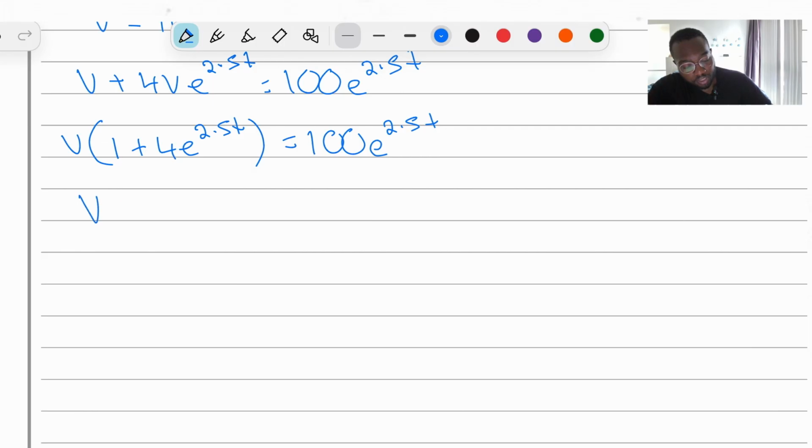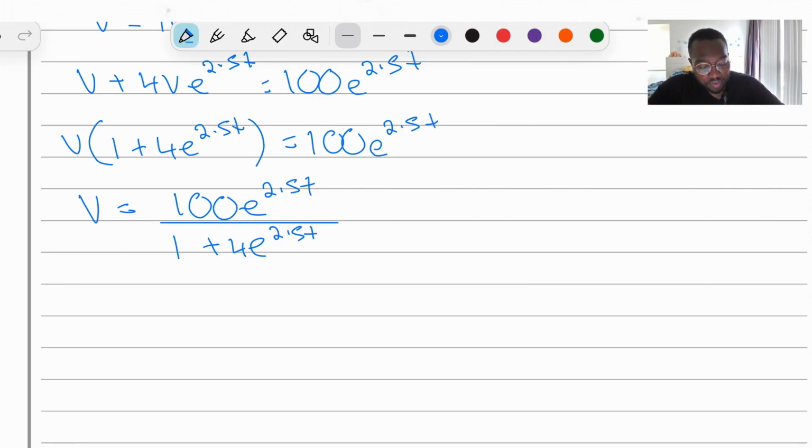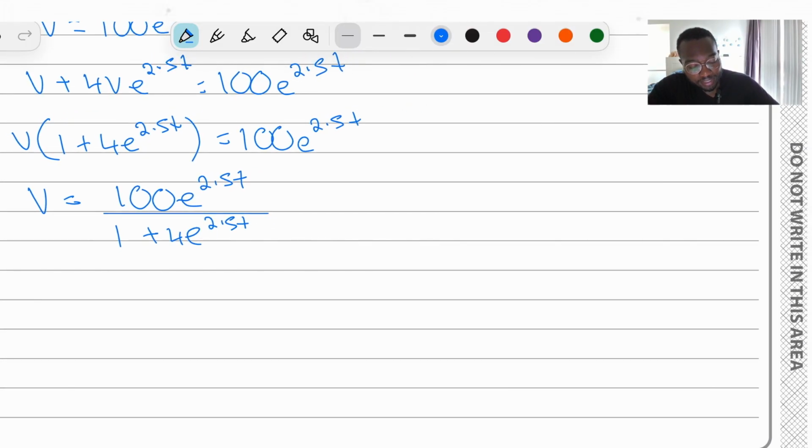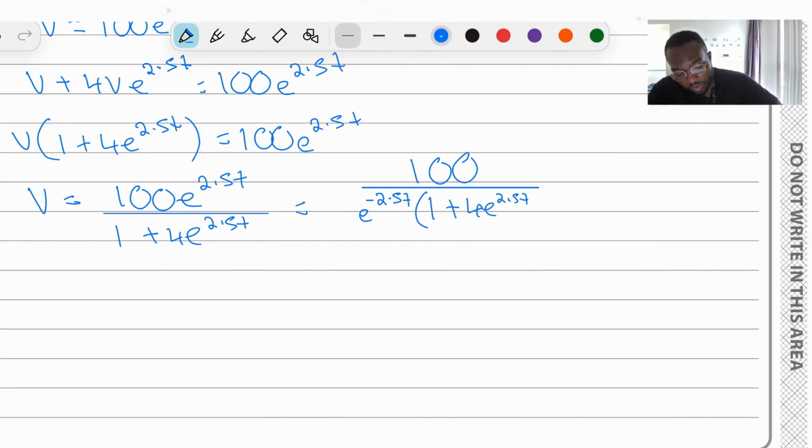Then if we bring all that to the other side, we get 100e^(2.5t) over 1 plus 4e^(2.5t). In the question, we have that the e to the t is negative, and it's all on the denominator as well. So one last thing we can do is bring that e^(2.5t) down to the bottom. It would be 100 over, bringing it to the denominator, e to the minus 2.5t, times by 1 plus 4e^(2.5t).